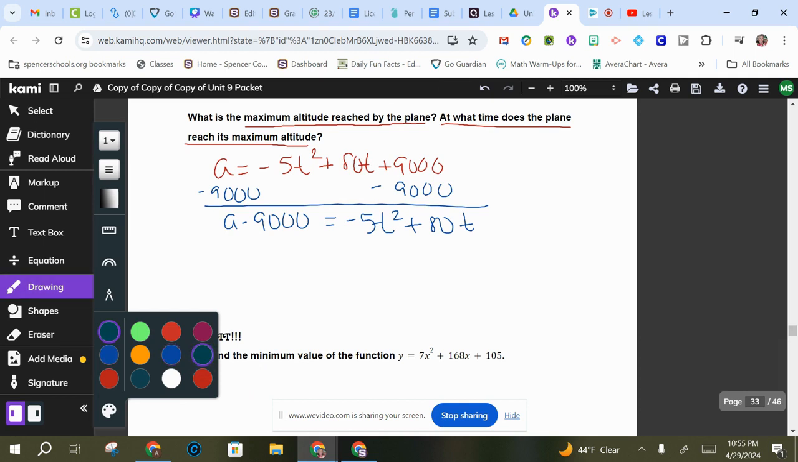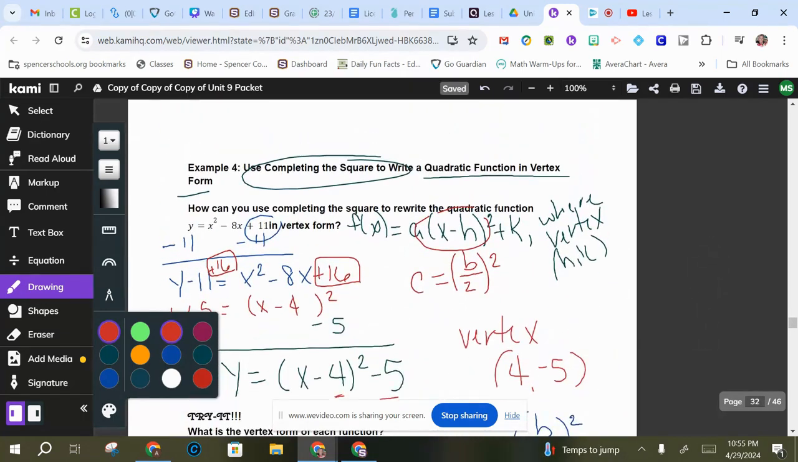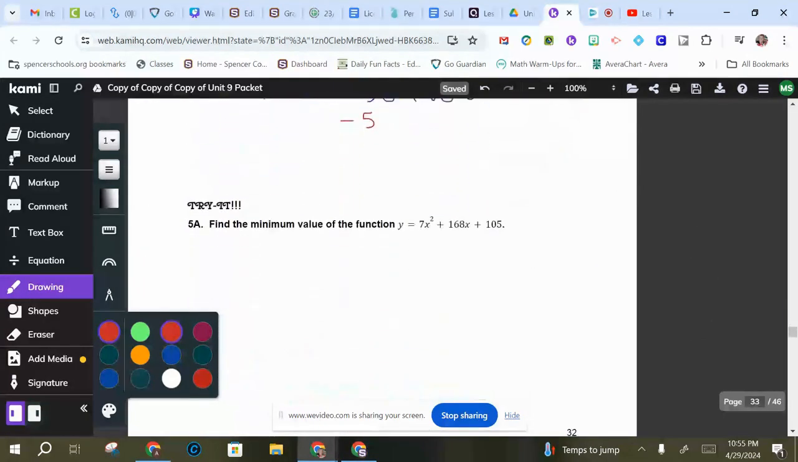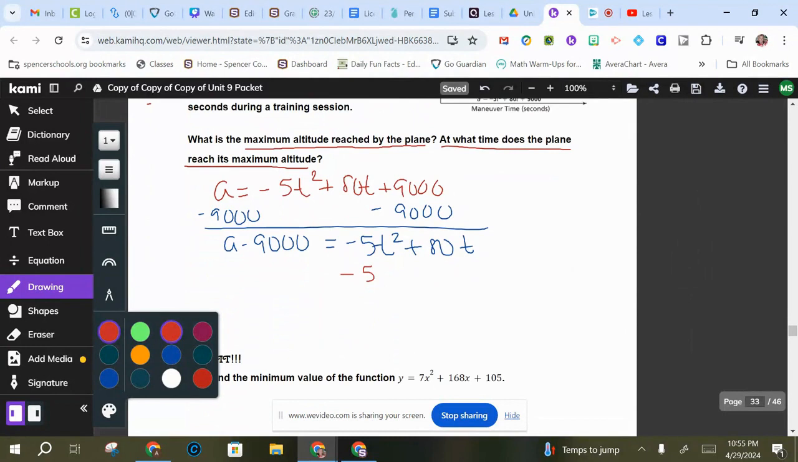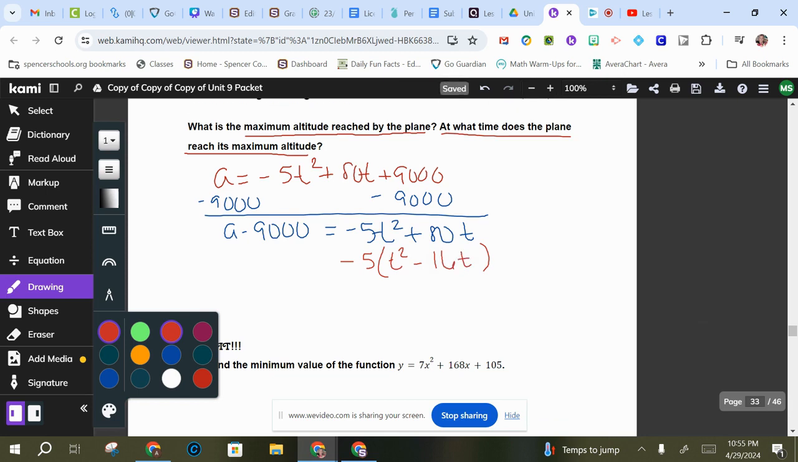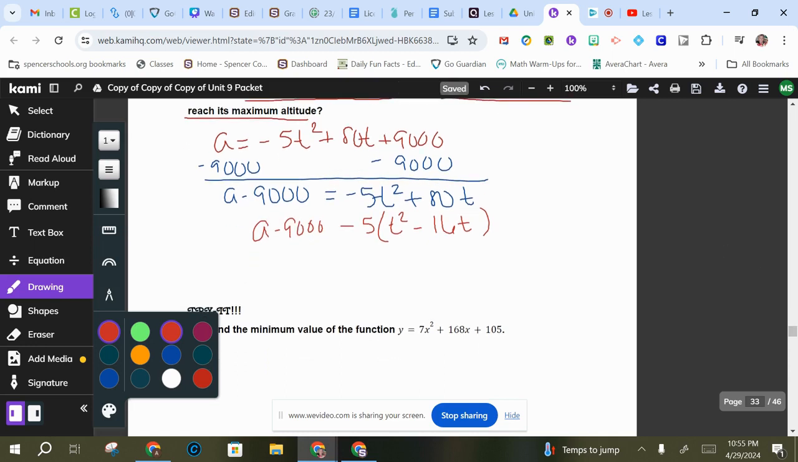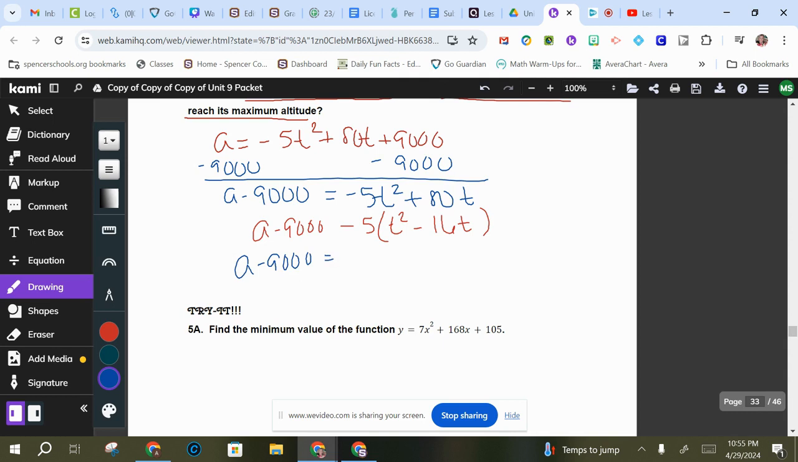But what we do need to do, and what we've done before when we did the grouping method, is take this -5, because we know that's the a in vertex form, and take that out. It's kind of like taking out the greatest common factor. So if I take -5 out, that would leave me with t squared minus 16t. And still over here, I have A minus 9,000. So we're going to complete the square still, even though a is not 1.